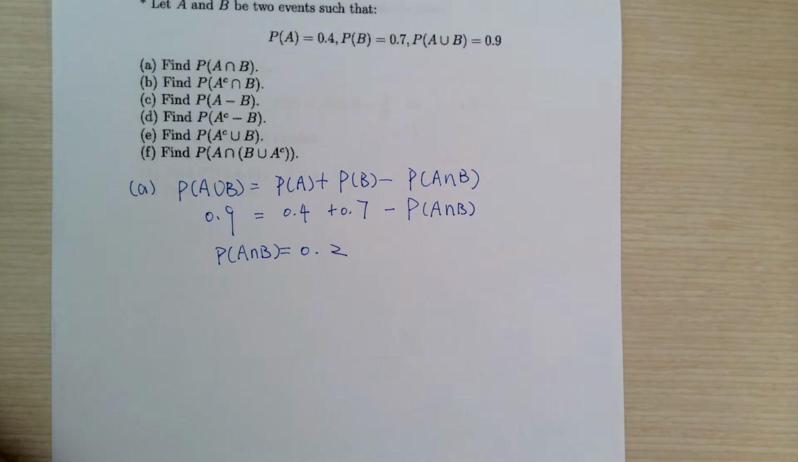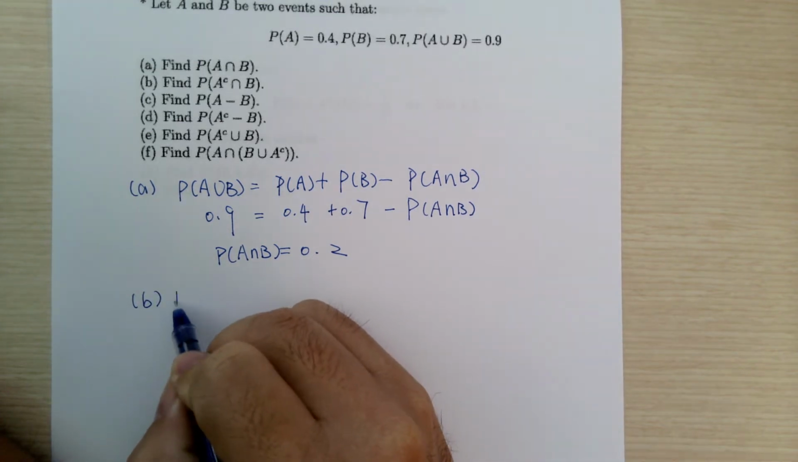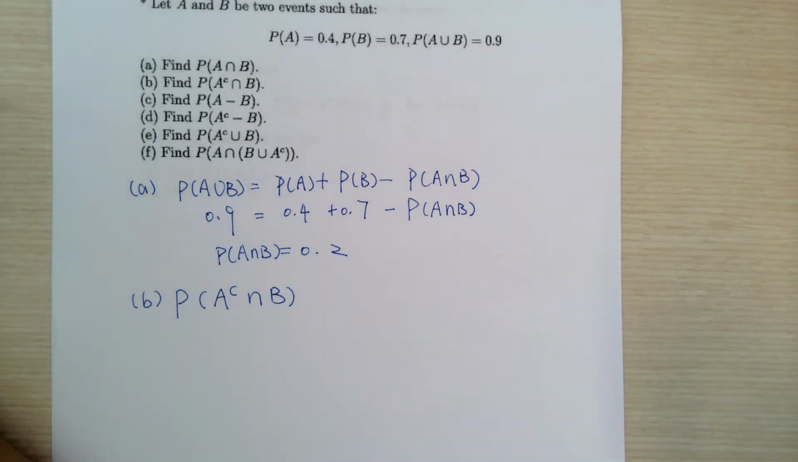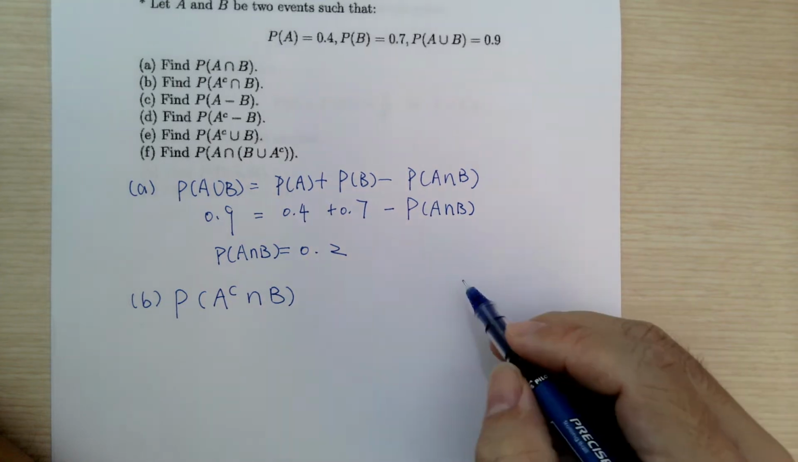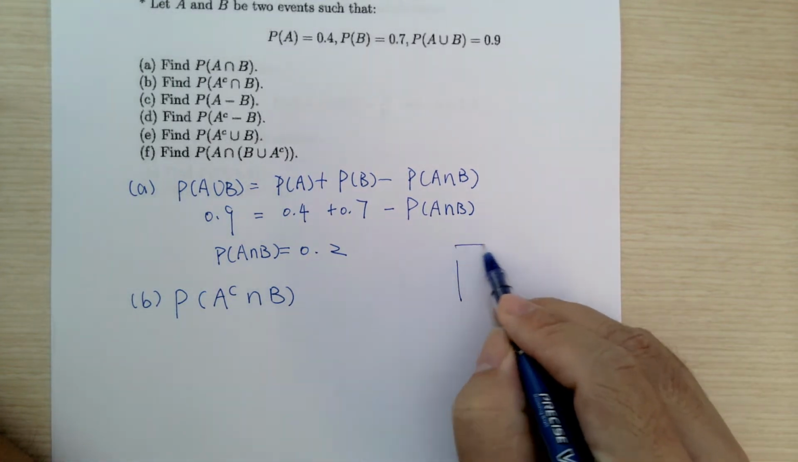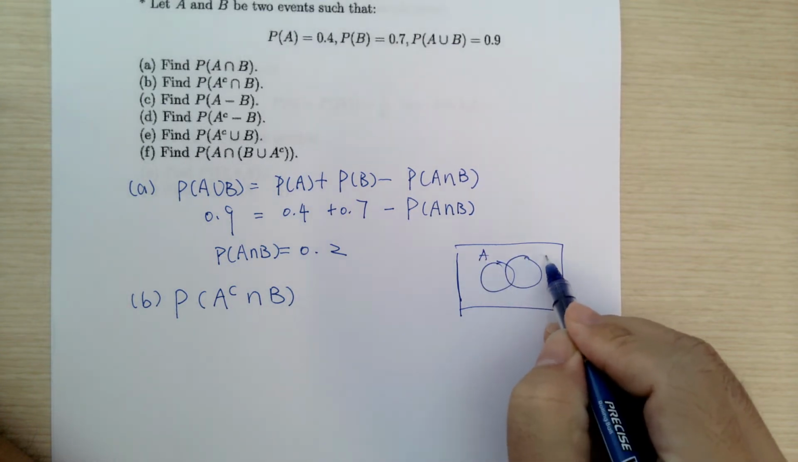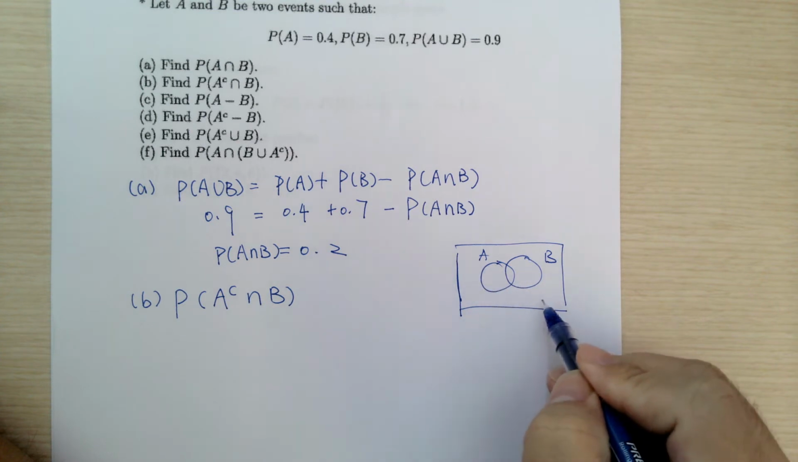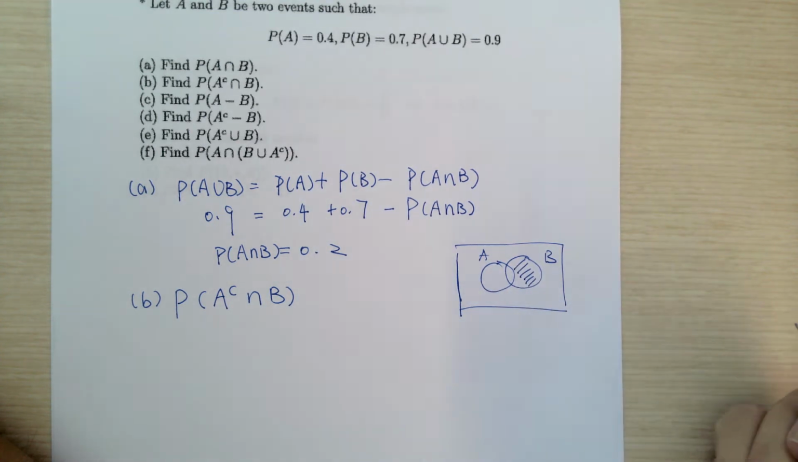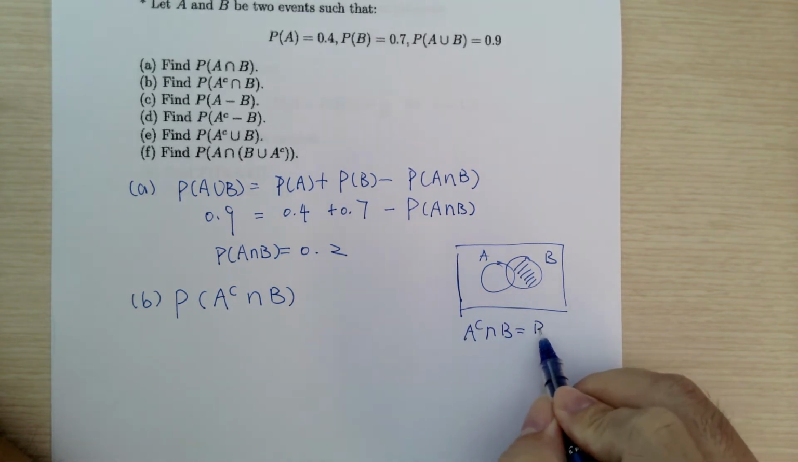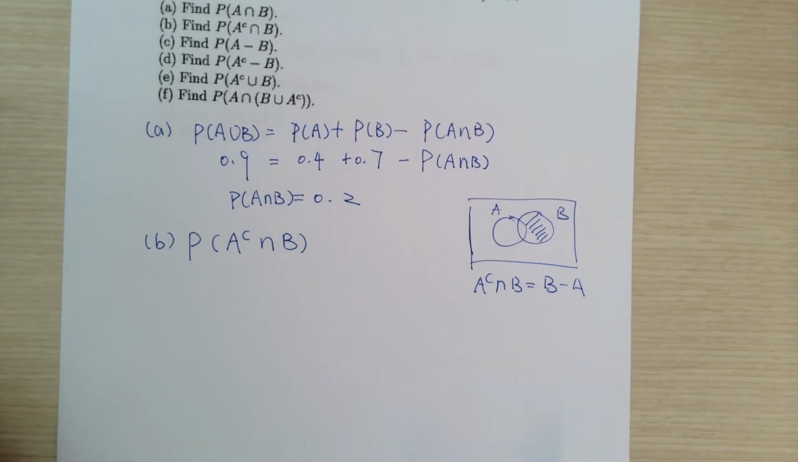For part B, we are looking for P of A complement intersect B. If you draw a Venn diagram for the A complement intersect B here, suppose this is A, this is B. So A complement is this part, and intersect B, do you agree it's this part? So in other words, A complement intersect B is equivalent to B minus A.